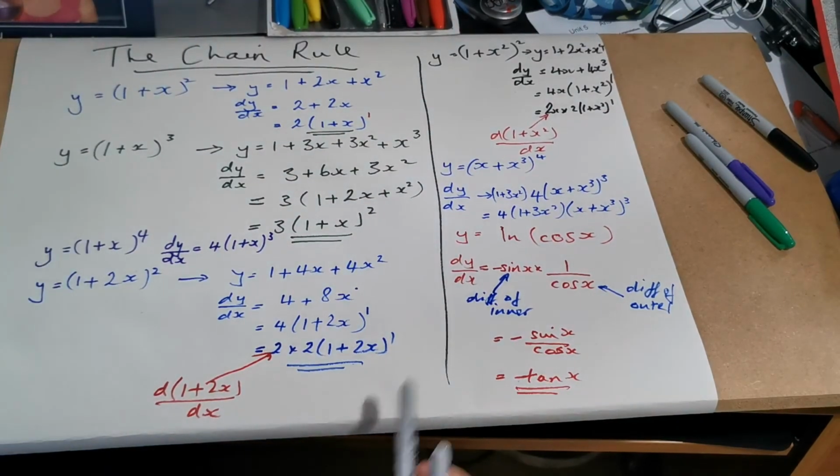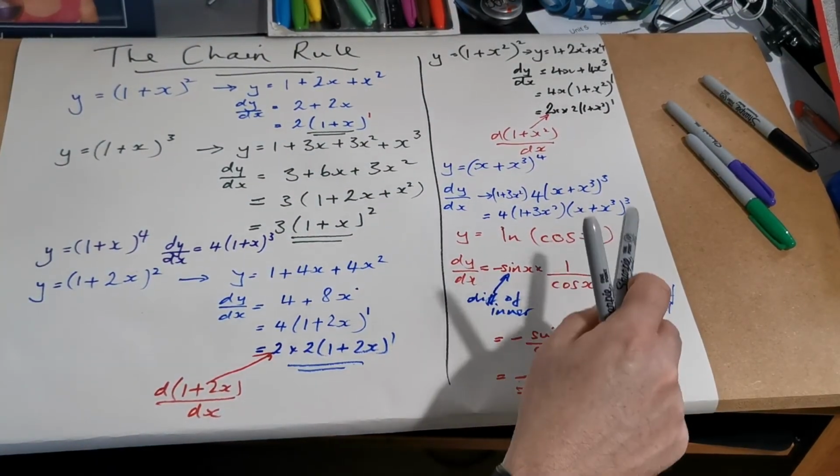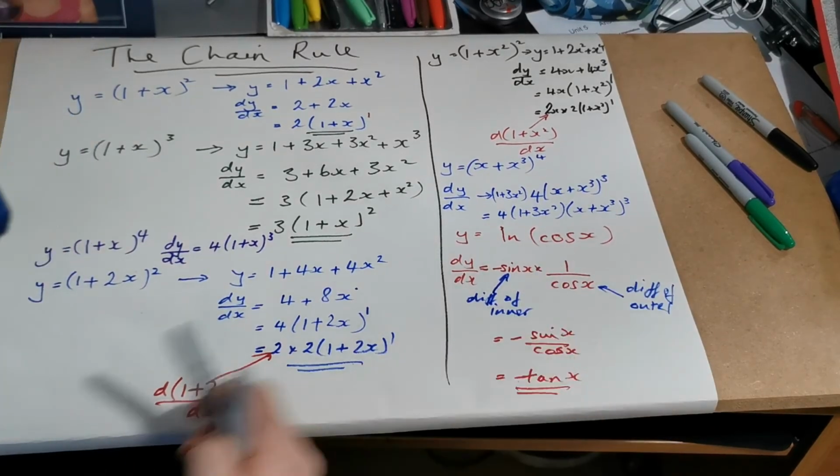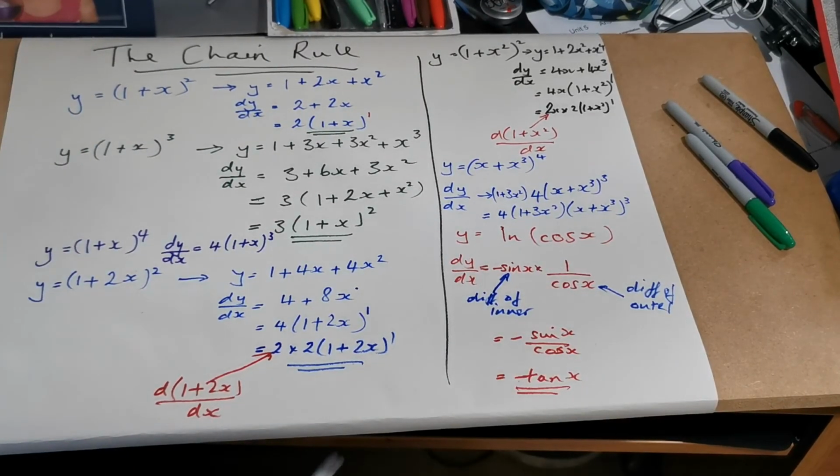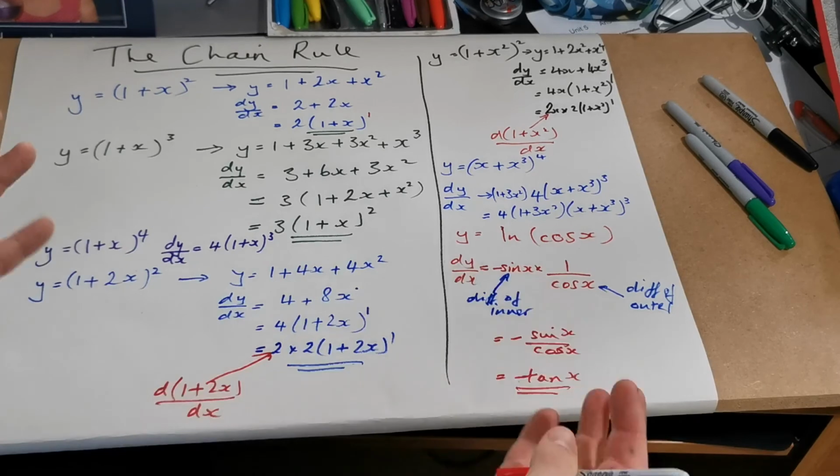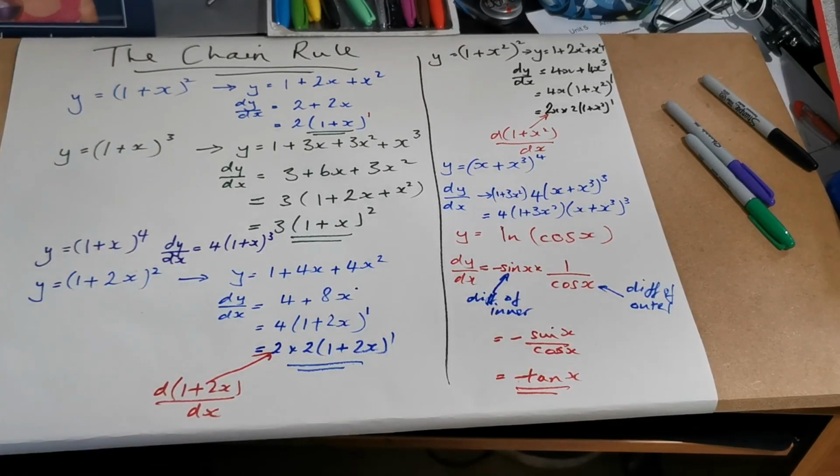So it's always the differential of the inner times the differential of the outer. And if you look in your textbook, you'll see that that's written formally in all sorts of ways. But actually, if you just remember the differential of what's inside the bracket times the differential of the bracket as a whole, you'll get this and get it very quickly. Okay?